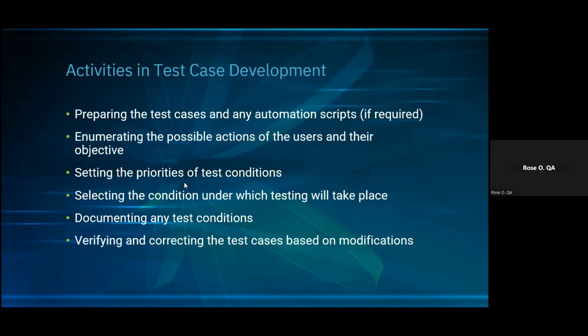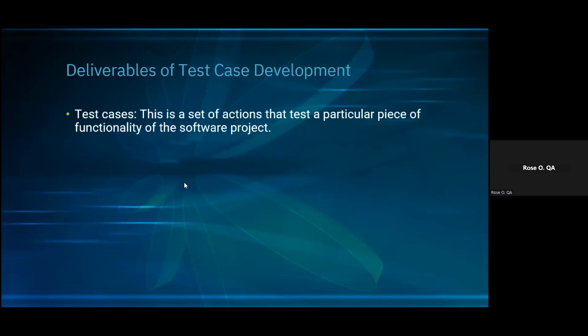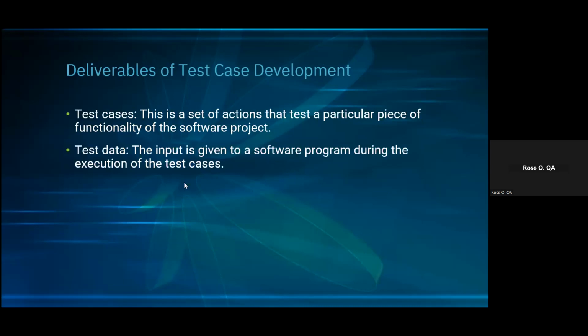It's a long time, so you can quickly search and find that out. So those are the activities to be performed. What are the deliverables of test case development? One, test cases. This is a set of actions that test a particular piece of functionality of the software project. Test data. The input given to a software program during the execution of these test cases.